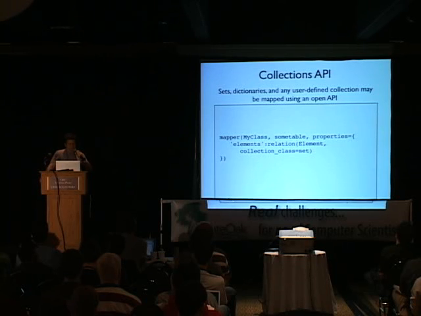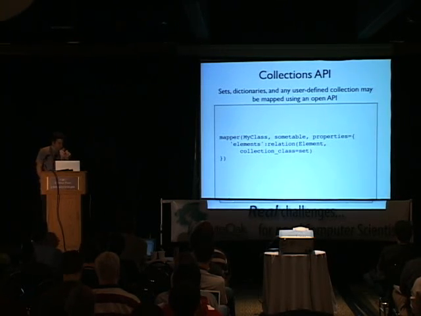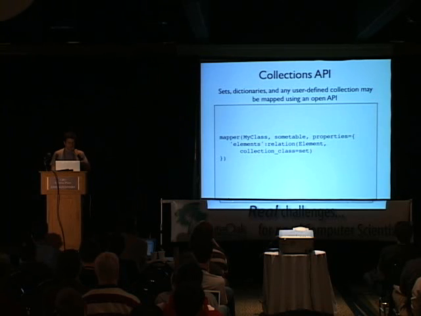This example shows us having a class called myClass mapped to a table with a relation of a collection of elements attached to it. SQLAlchemy uses a list by default for collections, and here we want to use a set. So we just take the Python set type, and we just stick it right in there with the collection class option.